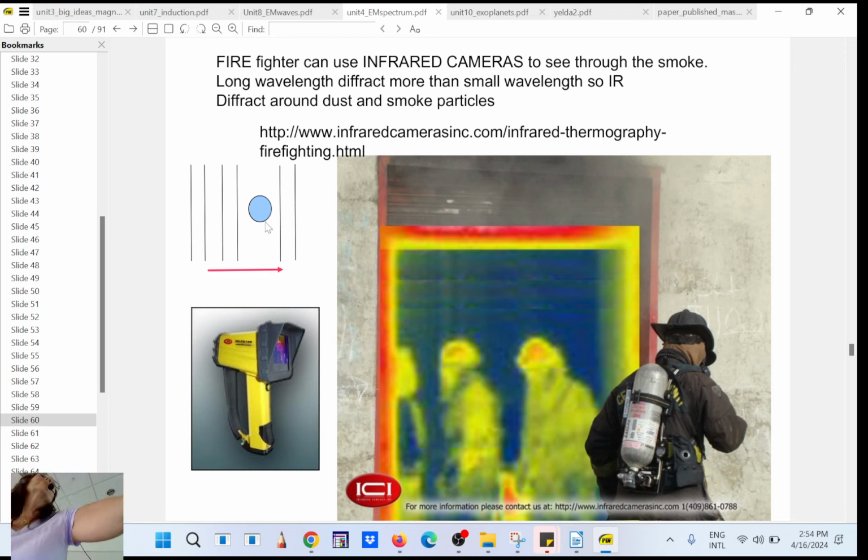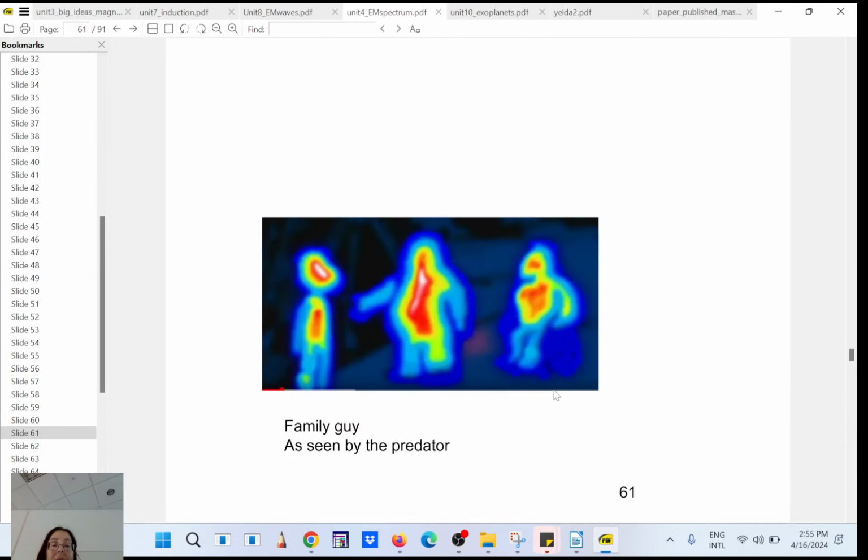That's called diffraction. So if the wavelength is very long and you have a dust particle here, it will bend around. So infrared does not care about the dust and the smoke. It will bend around. So you can use infrared sensors to see people inside. You can save them. If you are using just your eyes, you won't see them. It's all dusty and smoky. So that's a nice application.